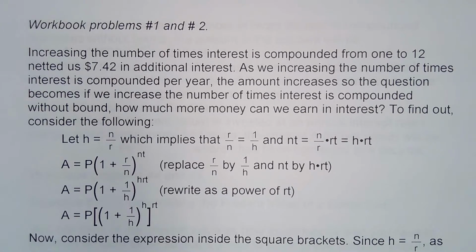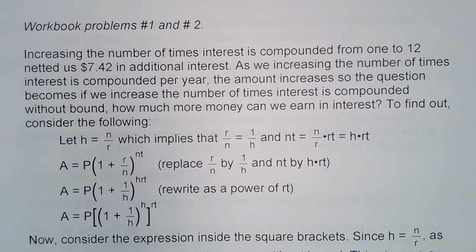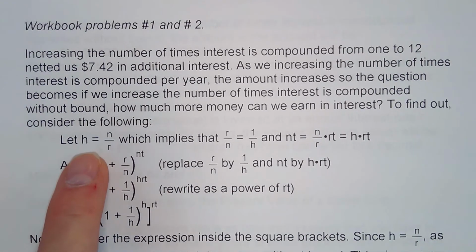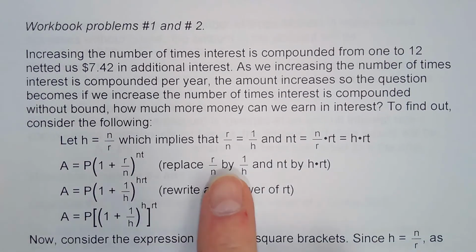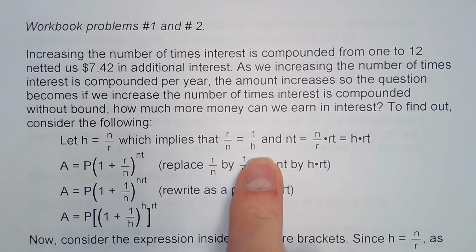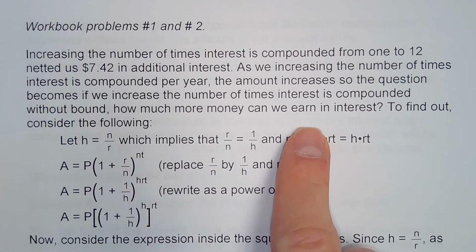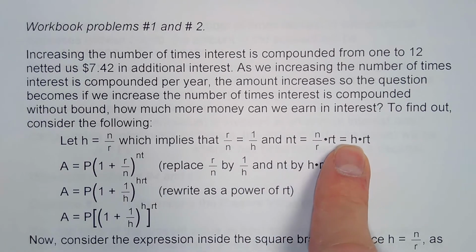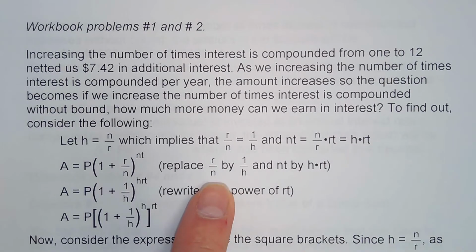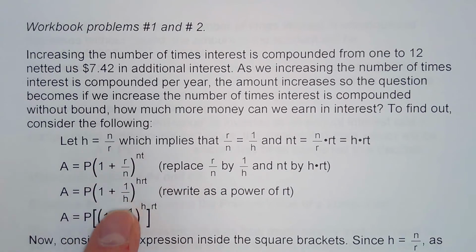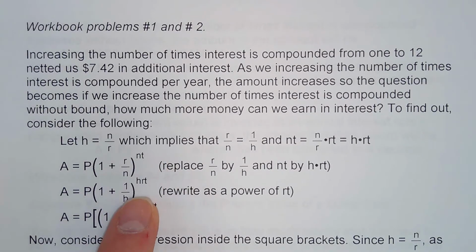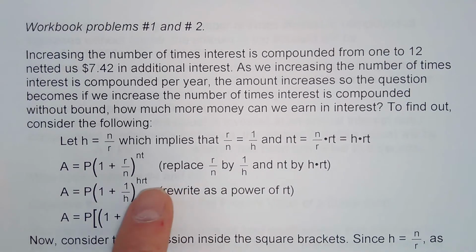So the question becomes, if we increase the number of times interest is compounded without bound, how much more interest can we earn? So let's consider the following. I'm going to make a definition. I'm going to let h be equal to n over r, which implies that r over n is the reciprocal of h, and n times t equals n over r times rt, which is h times rt. So if we replace this r over n with 1 over h, and replace nt by h times rt, we can then rewrite this as a power.